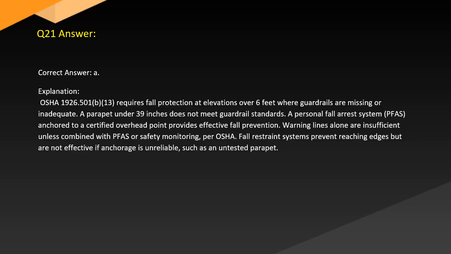Answer. Correct answer: A. Explanation. OSHA 1926.501(b)(13) requires fall protection at elevations over 6 feet where guardrails are missing or inadequate. A parapet under 39 inches does not meet guardrail standards. A personal fall arrest system, PFAS, anchored to a certified overhead point provides effective fall prevention. Warning lines alone are insufficient unless combined with a fall arrest system or safety monitor. Per OSHA, fall restraint systems prevent reaching edges but are not effective if anchorage is unreliable, such as an untested parapet.